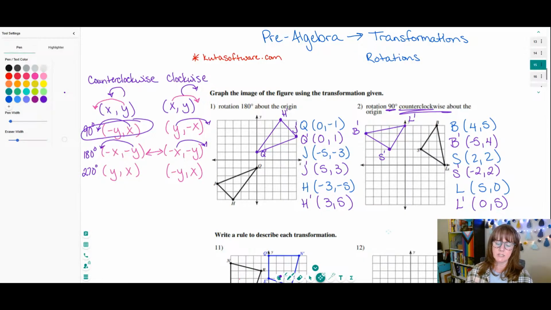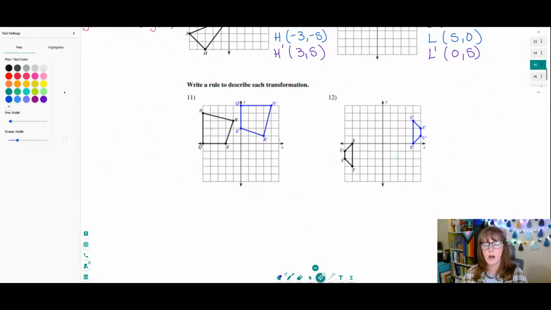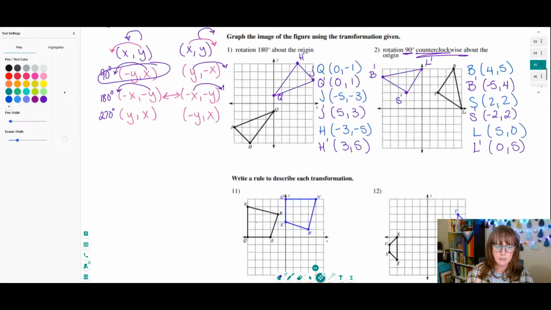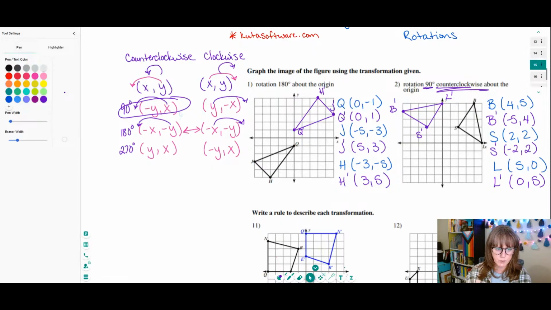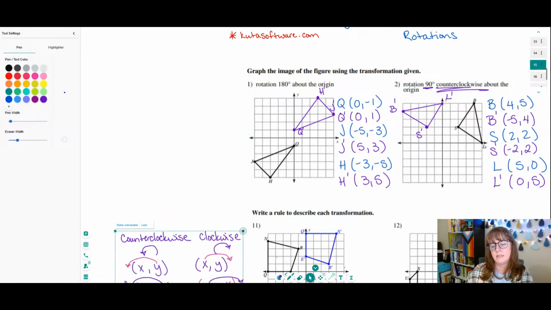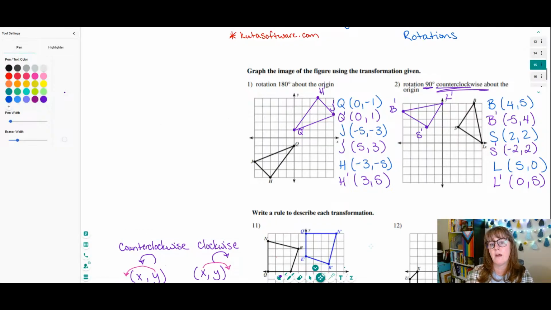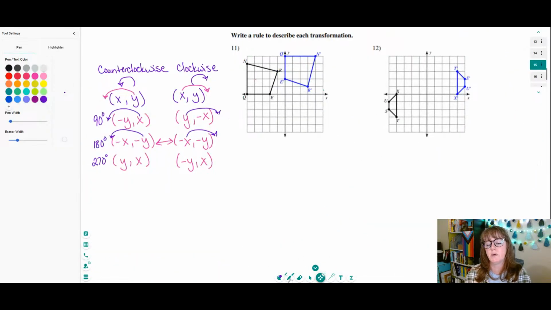All right, in these last two problems, before we get to our algebra work, we are going to write a rule to describe each transformation. Some people are able to do this pretty easily just visually. Knowing the quadrants is going to help a lot. But again, we can use, actually, let me grab my rules up here. We can use these same rules. The nice thing is with this, we don't have to do it for every single vertex. We can just do it with one.